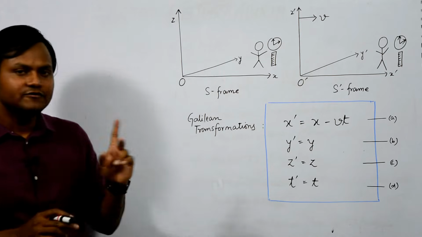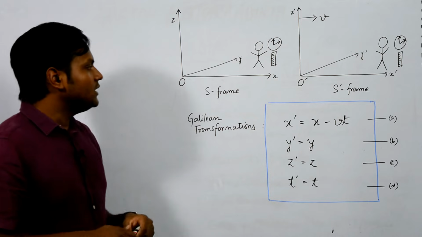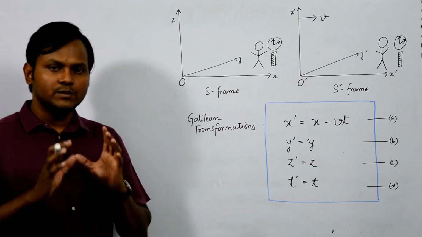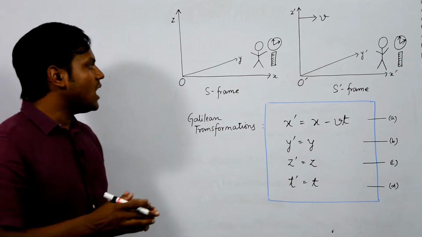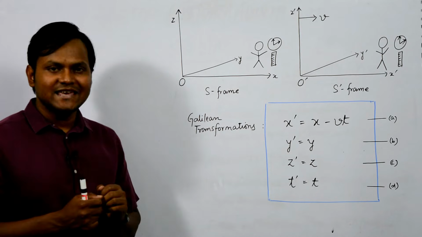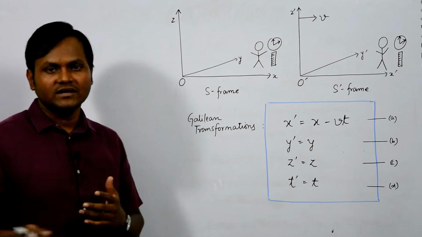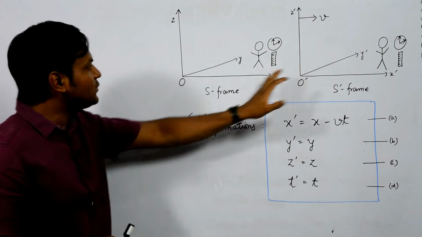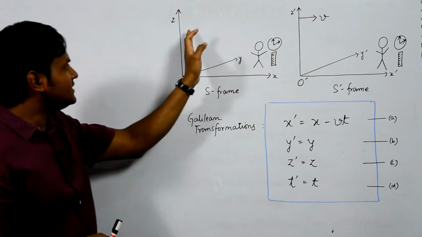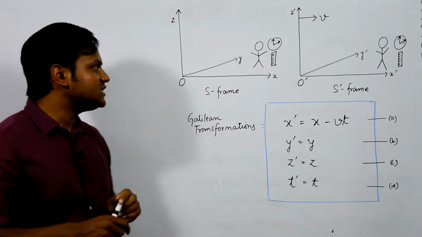Now here I have two inertial frames of reference, S and S dash. Let's suppose for the case of simplicity that both these inertial frames of reference are aligned in exactly the same way. That means the axes are parallel to their respective axes. It means x is parallel to the x dash axis, y is parallel to the y dash axis, and z is parallel to the z dash axis respectively in three-dimensional space.